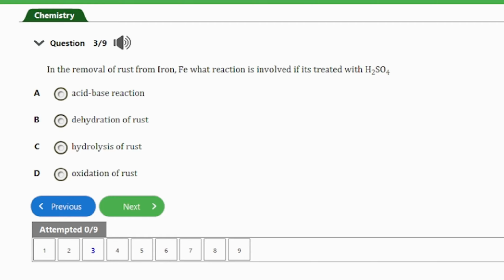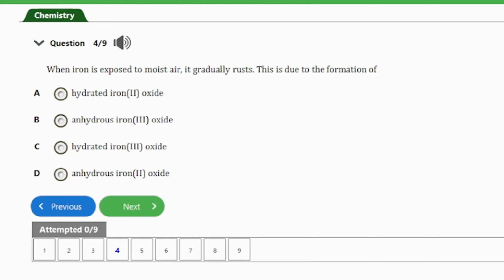So guys, when rust, which is iron 3 oxide, is treated with sulfuric acid, the reaction that actually occurs here is the acid-base reaction. So the iron 3 oxide reacts with the acid to form iron 3 sulfate and water. This process is known as acid treatment of rust. So guys, let's consider the next question.